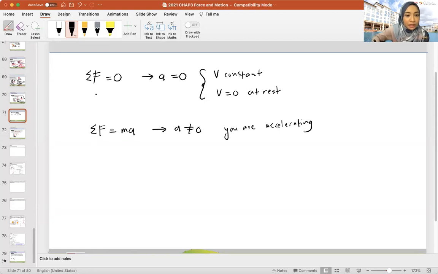Before I forget, if our net F is equal to 0, this must be satisfied. The net in the Fx is equal to 0. The net in the Fy is also equal to 0. Remember, F is a vector. Therefore, it can be resolved into its x and y components. So this is what we know about equilibrium condition.